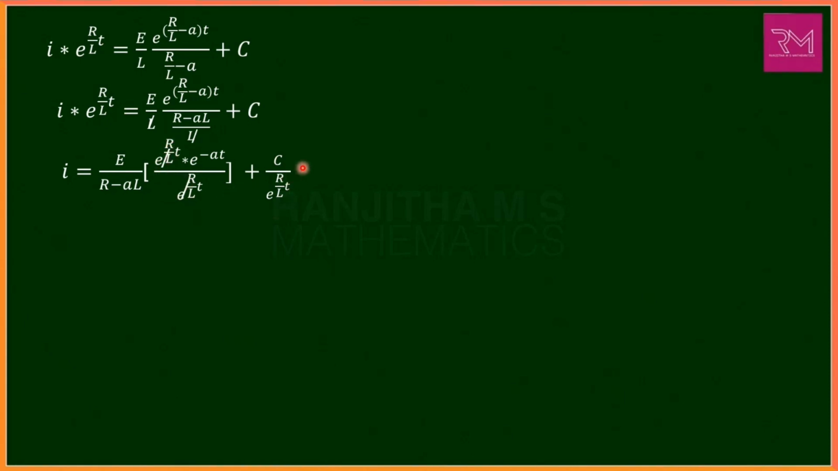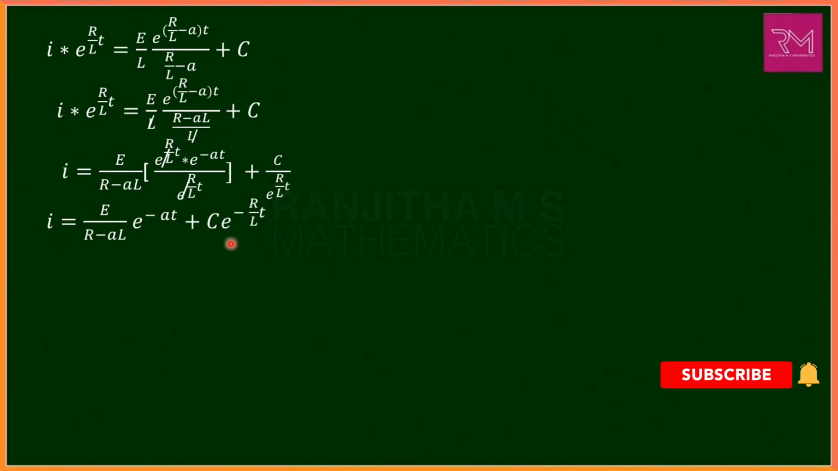Here if we take this value to the numerator, we get I equal to E/(r − aL) into, remaining is e^(−at), plus c into, if we take this value to the numerator, we get e^(−rt/L). So call this equation number 2. Next step, we have to find the c value.